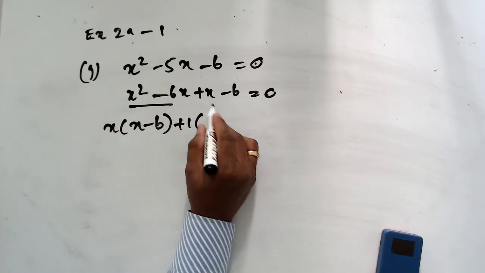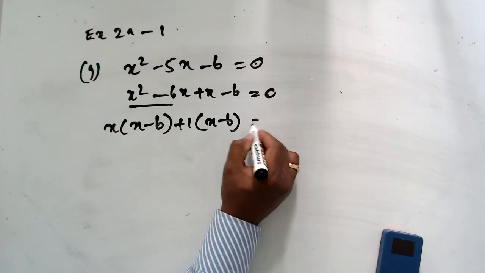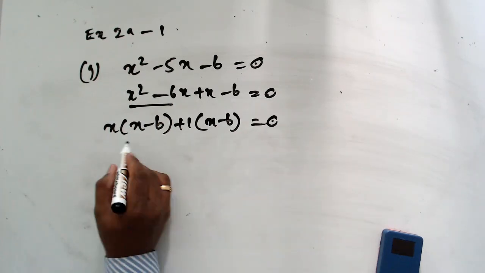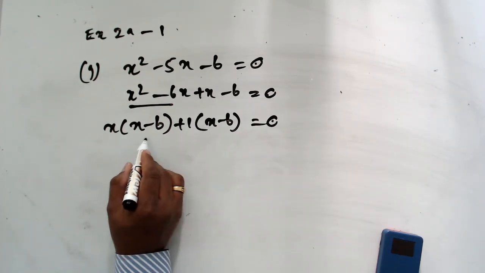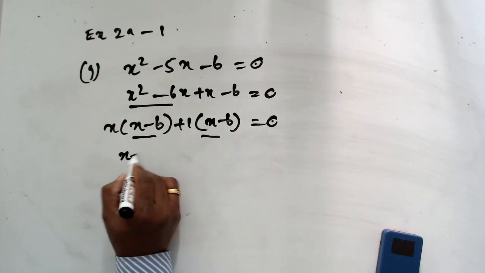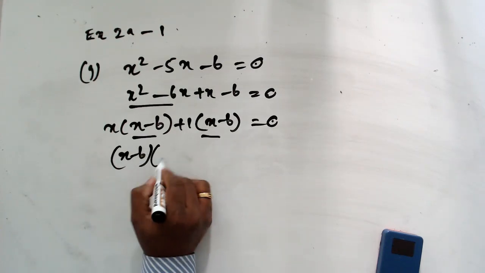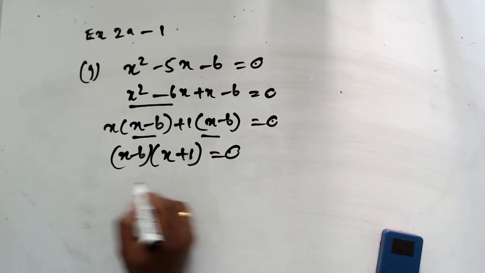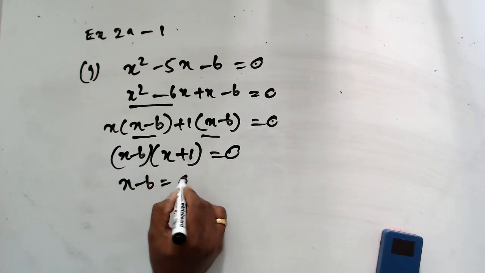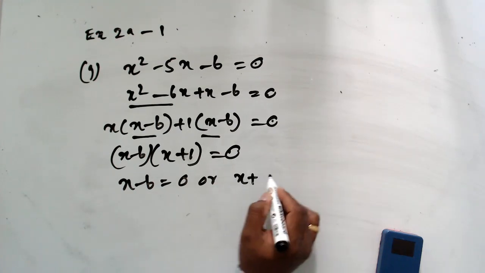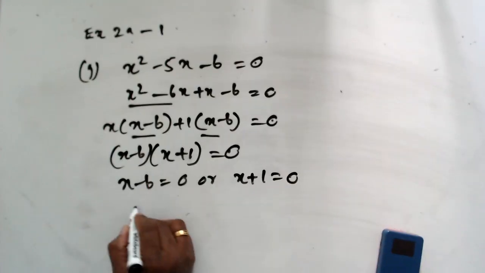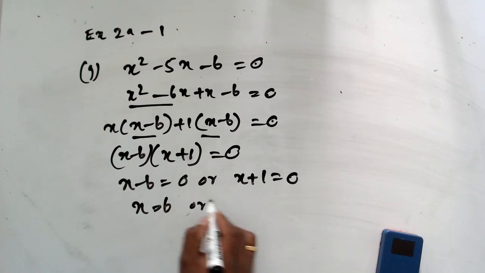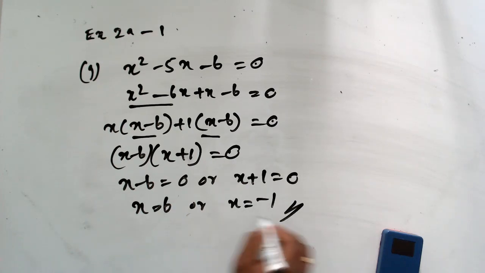Plus 1, I took x minus 6 out. Then x minus 6 is common. Here remaining x, and here plus 1, equals 0. X minus 6 equals 0 or x plus 1 equals 0. X equals 6 or x equals minus 1.